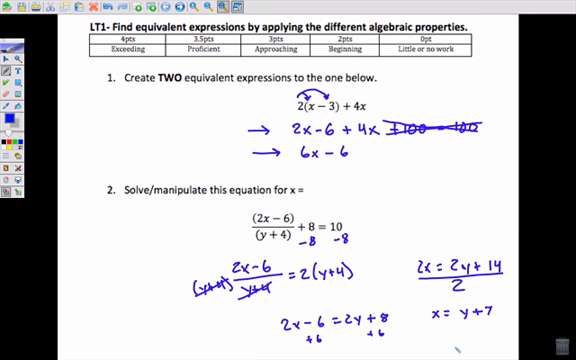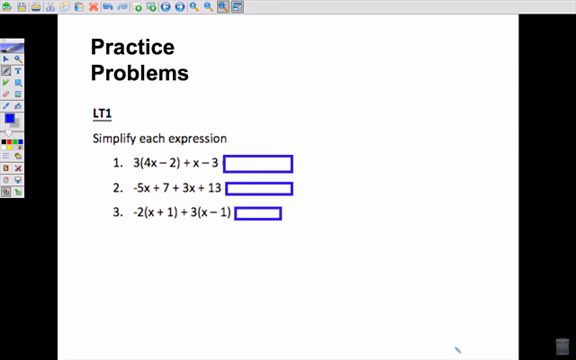So your practice problems for learning target 1 then are right here. Go ahead and pause the video, or if this is the only one you're doing, go ahead and pause it and stop watching. These are the 3 practice problems that we're going to be looking for before you can take the retake.